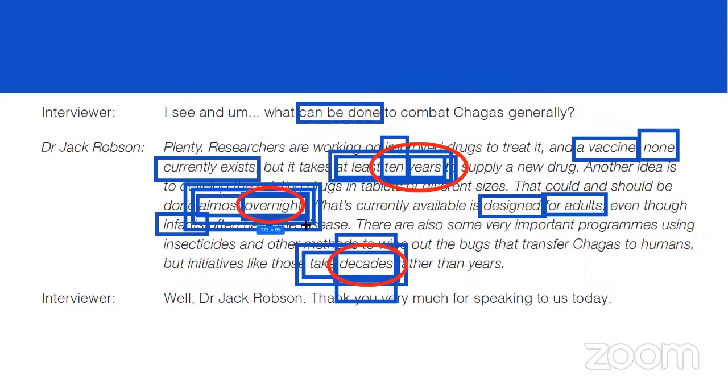It can be done, even though infants often have the disease. What is currently available is designed for adults. Another idea is to develop drugs in tablets of different sizes, which could and should be done almost overnight. Even though infants often have the disease, they don't have the drugs. So what can be done overnight? Now you can give the options there. Now let us check the answer.